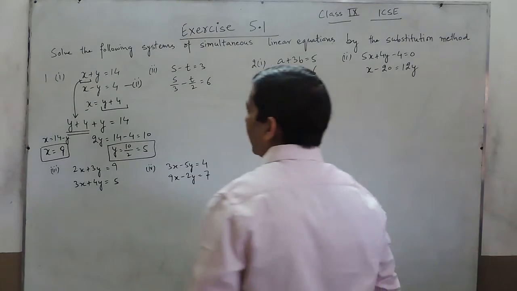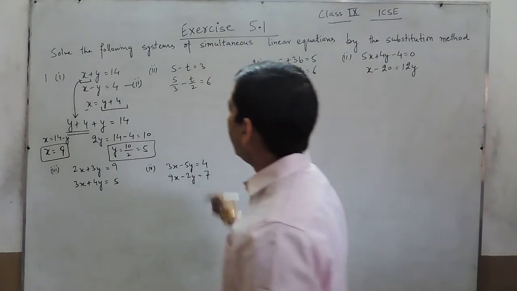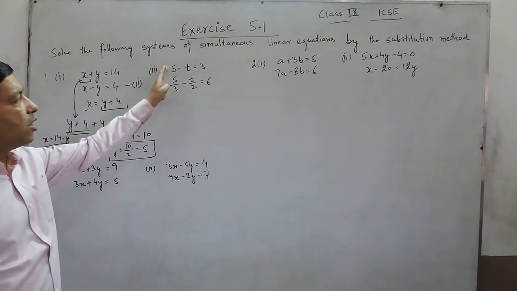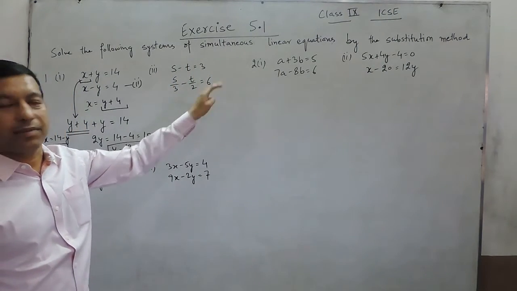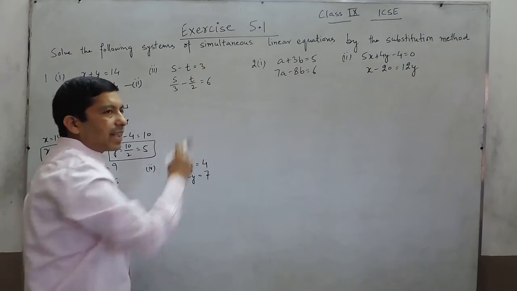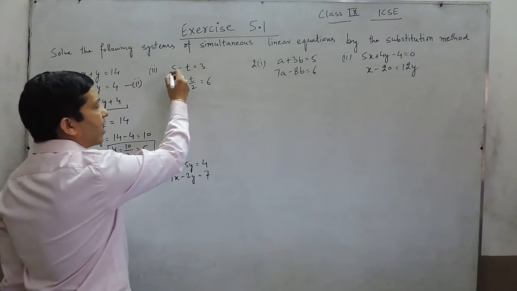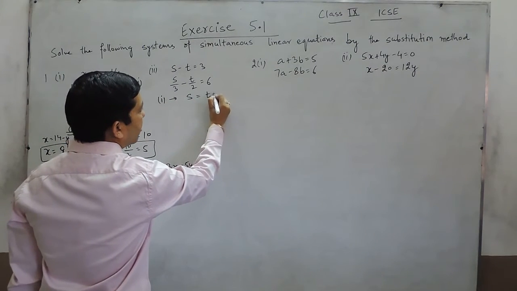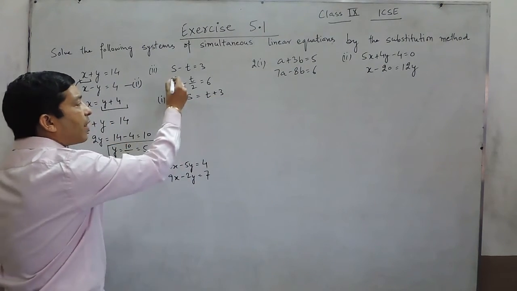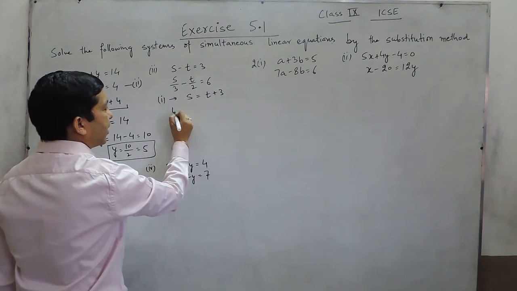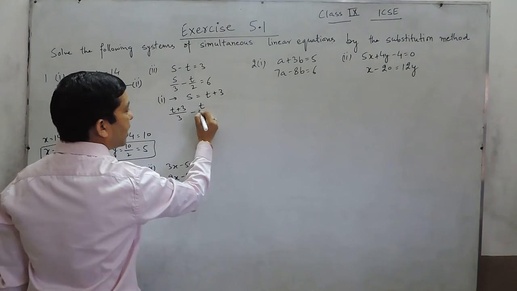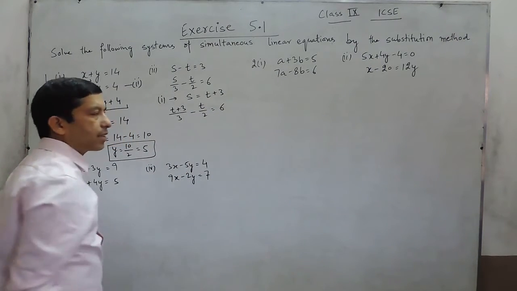In the same way, if we look at the second part of question number 1, from the first equation we can say the value of s will become t plus 3. If minus t goes to the right hand side, it will become plus t. So the value of s from the first equation will become t plus 3. If I put the value of s in the second equation, it is (t plus 3) upon 3 minus t upon 2 comes out to be 6.